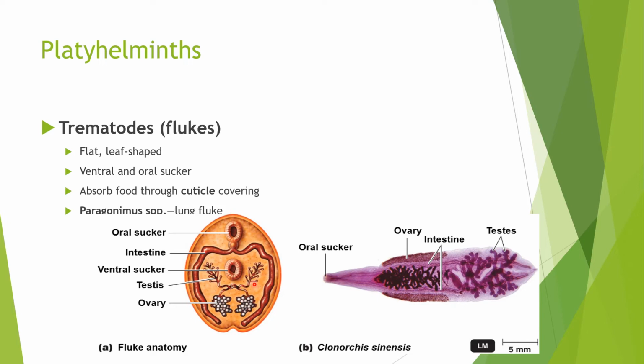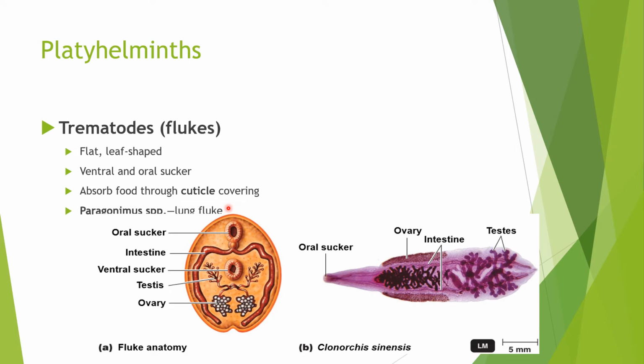Now, how would a fluke absorb its food? Flukes usually obtain their food by absorbing it through their outer covering. So this outer covering right here, we refer to it as the cuticle, and they can absorb the food through their cuticle. Flukes, by the way, are usually given their common name, not their scientific name, according to the tissue of their host, the host where they're going to grow into adults. So this is how we give them the common name.